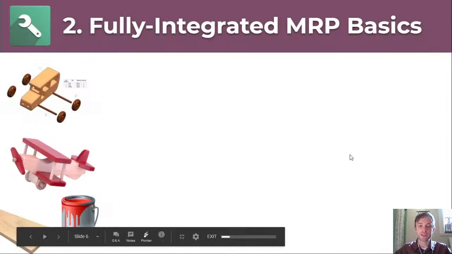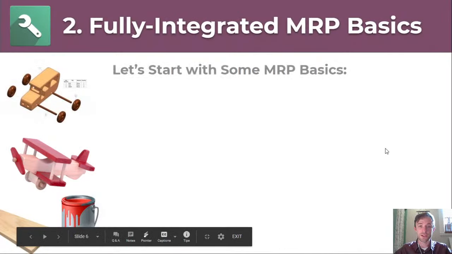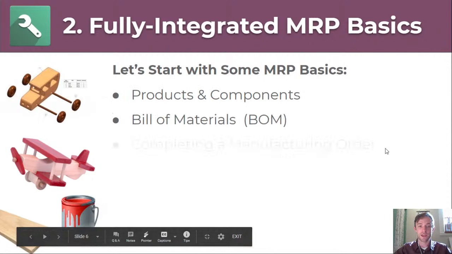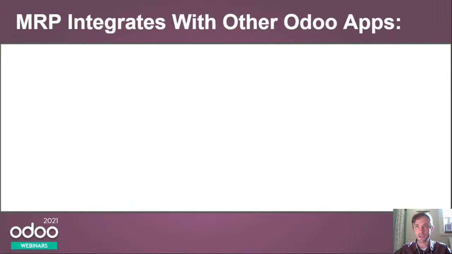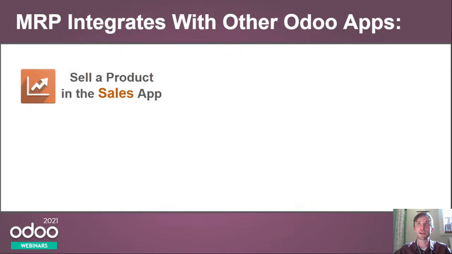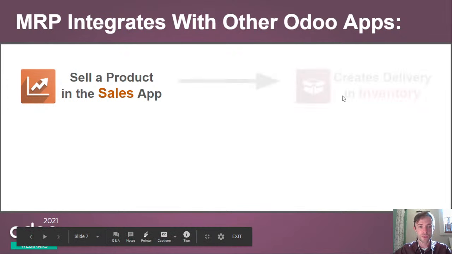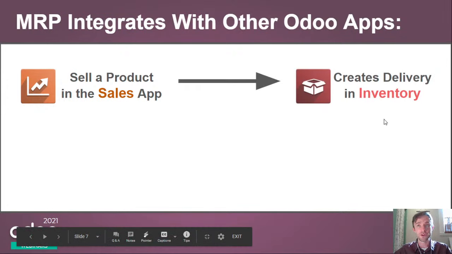One thing that I want to highlight that we just saw there was the relationship between sales and manufacturing. And so that highlights the integration aspect of it. And I think a lot of times it's really good to view the integration in terms of workflow diagrams like this. So what we did, just so it makes perfect sense, is we sold a product in the sales app. And as soon as we did that, it created a delivery in the inventory app.